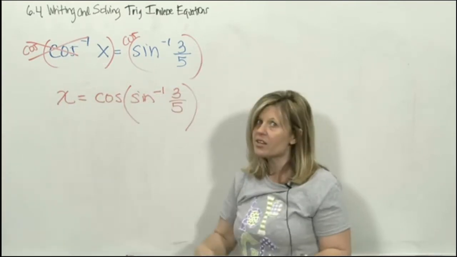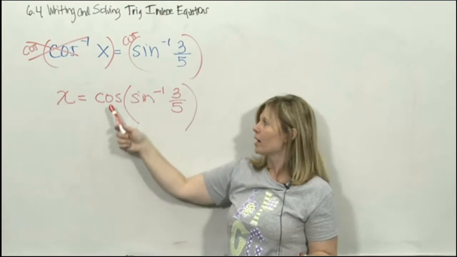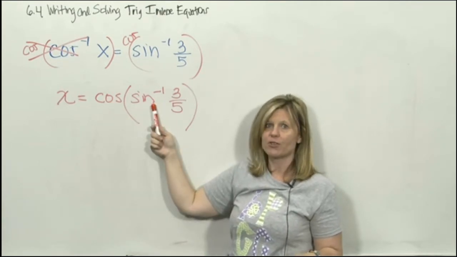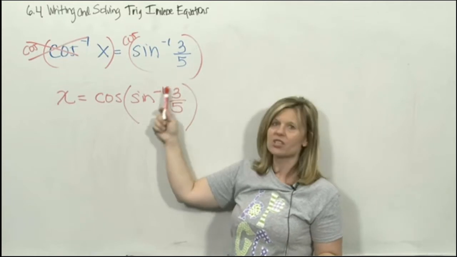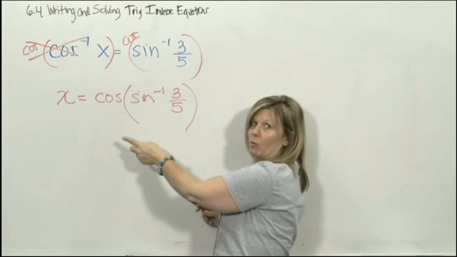So we've already discussed this in section 6.1. We have two functions going on. We've got a trig function cosine, and we have an inverse function sine. We have parentheses, so we do what's in parentheses first. Inverse means I give you the number, I want the angle.